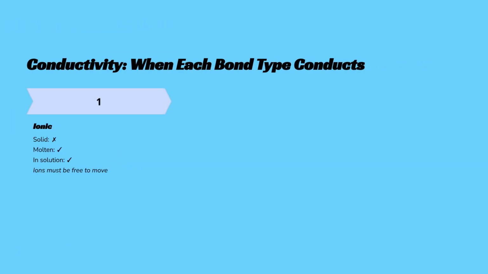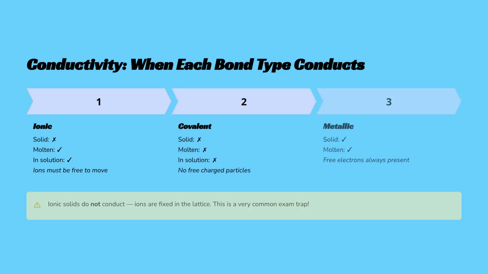Ionic compounds only conduct when molten or dissolved, as ions must be free to move. Covalent substances never conduct. Metals conduct electricity in all states because of their constantly available free electrons.